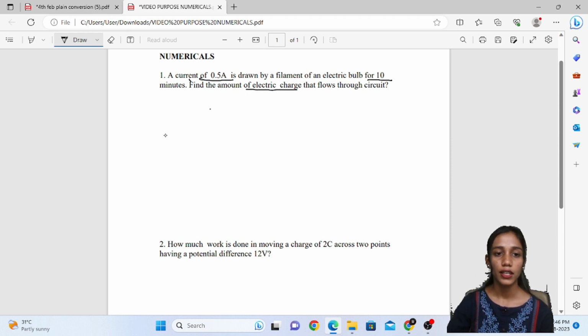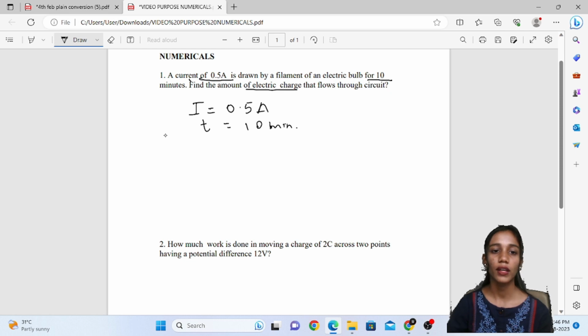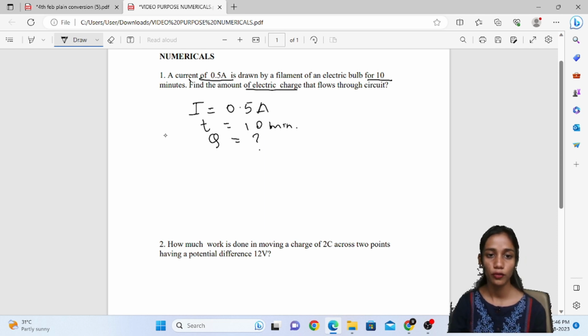Current is given, so we will write I equals 0.5 ampere, right? And it is flowing through the conductor for 10 minutes. So time is given as 10 minutes, T equals 10 minutes. Now we need to find out the amount of electric charge. So charge is what we need to find out.